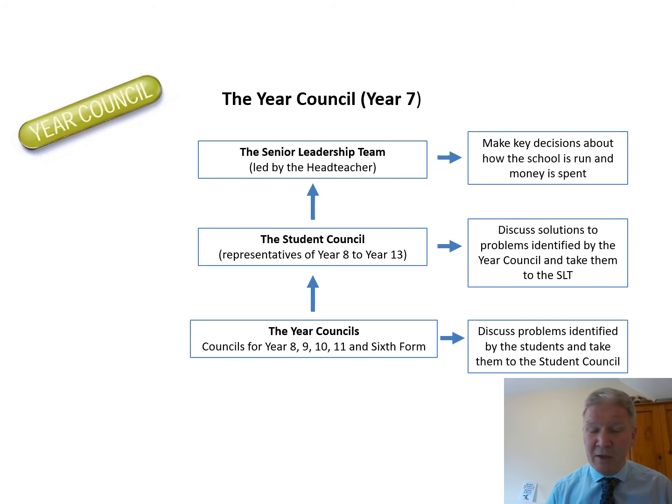As you can see there, the Year Councils are the bottom rank, considering the issues, the problems that exist within the school. That's a broader range of consultation. Then what they do is they channel those into the Student School Council as a whole, which has students from Year 8 through to Year 13. They come up with the solutions, and as I say, they then take them to the senior leadership team to say, this is what we would like to see happen within the school, and then we can see how practical that is.